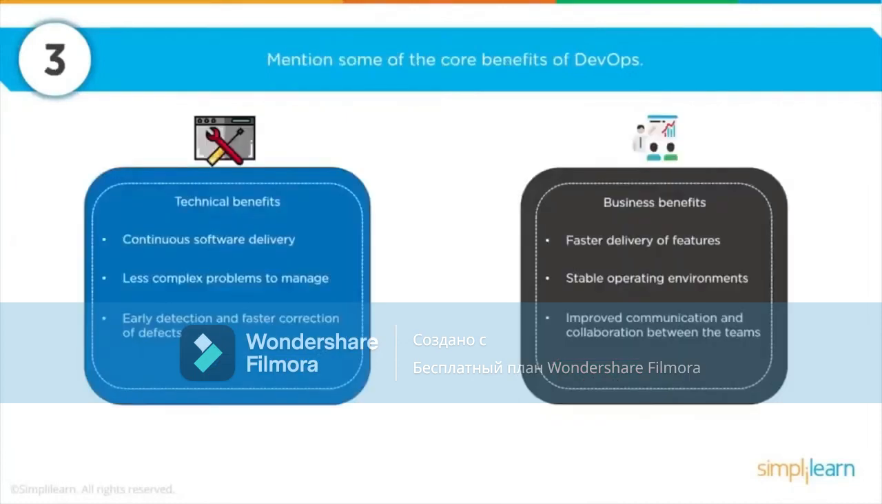Some of the core benefits that you may have from DevOps are going to be some technical benefits and some business benefits. So when somebody asks you what are the benefits of DevOps, you can reply that from a technical point of view, you're able to use continuous software delivery to constantly push out code that has been tested and verified against scripts that have been written and approved.